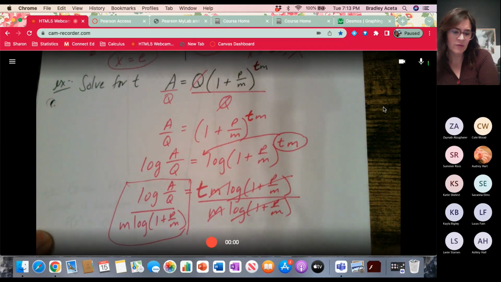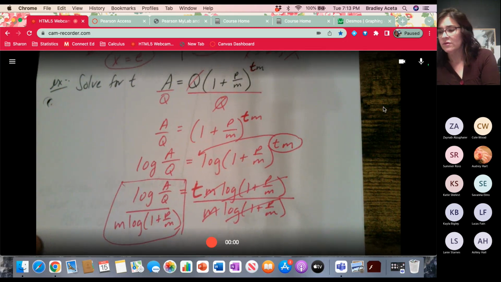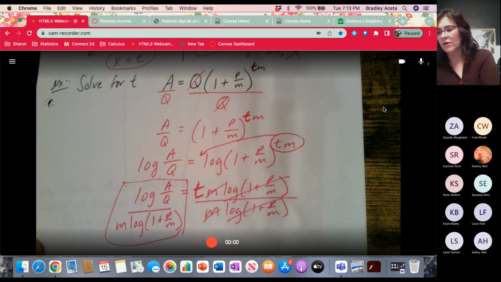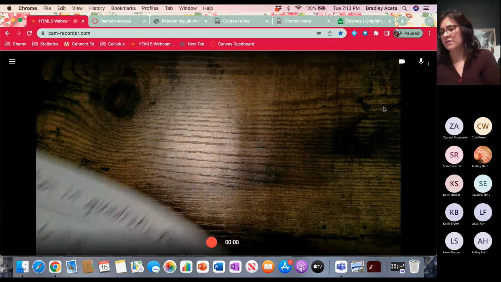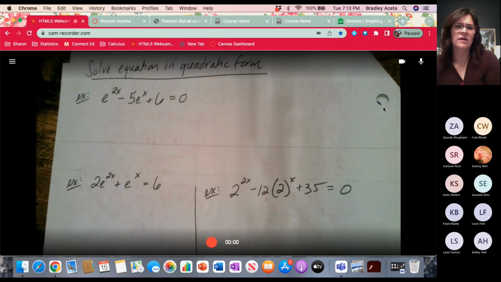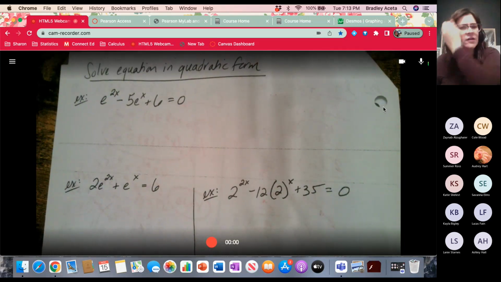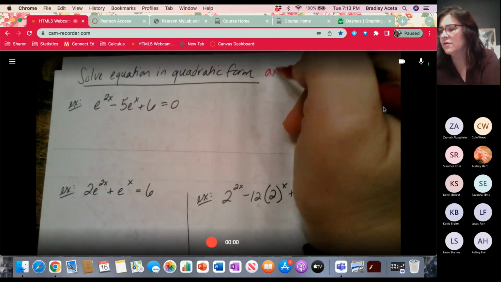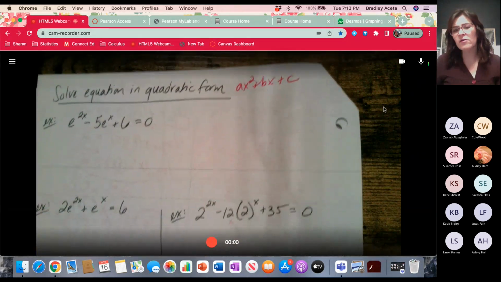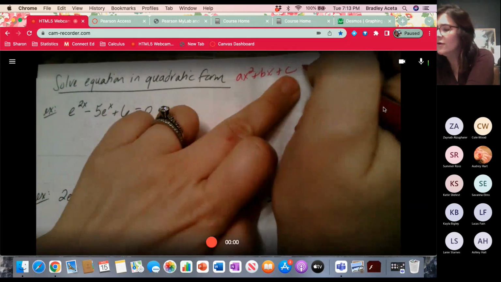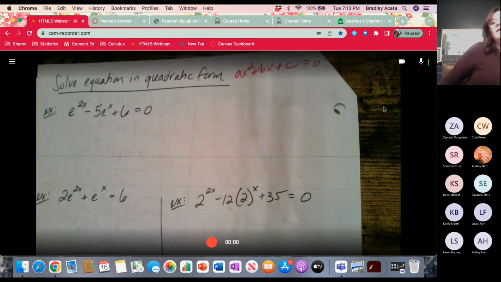Okay, now we're going to do some solving equations in quadratic form. These will look like trinomials, so this is how the beginning of this homework will be, and then we get to do some graphing things. Solve an equation in quadratic form. Quadratic form is something that looks like ax squared plus bx plus c. So it's got three terms and you set it equal to 0 and you can solve it that way.